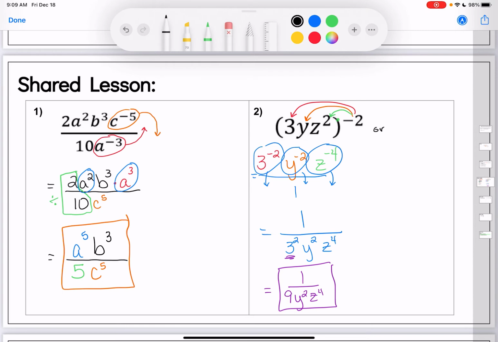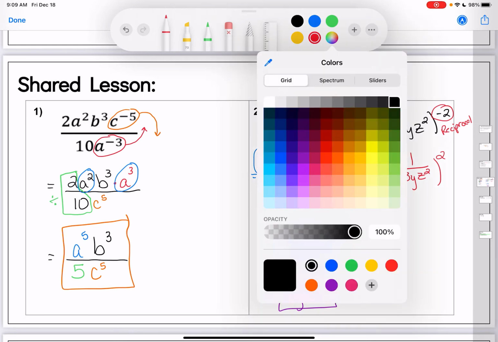Yesterday, though, we did talk about, I'm just going to copy the problem again, same problem. We talked about how we could see that I have a negative exponent outside to start with, and just think of this as I want to take the reciprocal to get rid of that negative exponent. So that means inside those parentheses, I'm going to have 1 over 3yz squared, right? And now my exponent is going to be positive 2. But now I've taken care of that negative exponent already. It's done and nothing else to worry about with that.